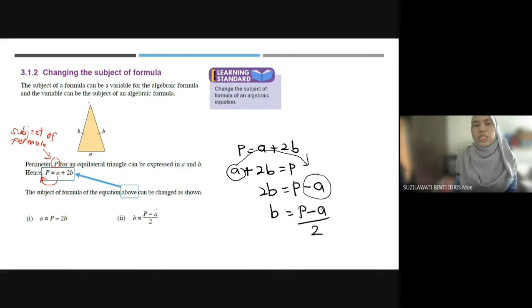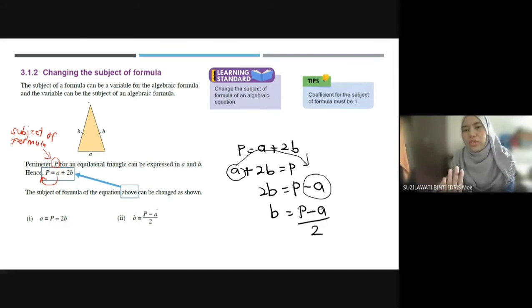Okay, macam tu saja. Change subject of formula. Senang kan? Easy. Okay, this one you need to remember. Keep in mind. First tip, look at my slide. First tip, coefficient for the subject of formula must be 1.